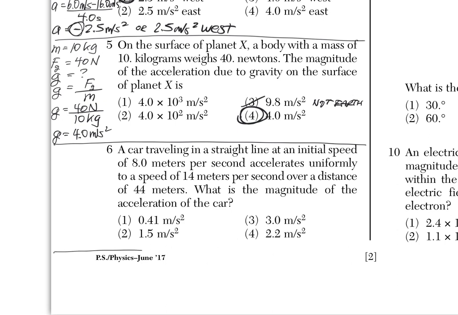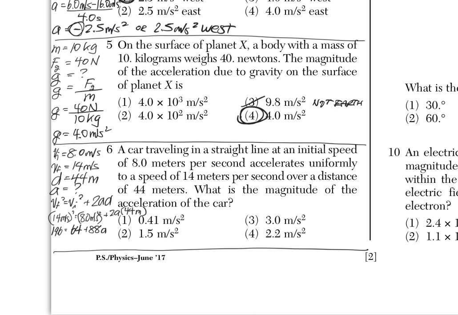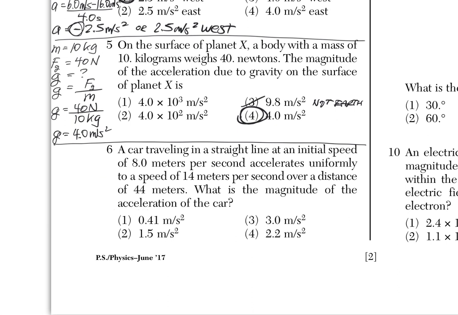Number 6. We have V initial, 8 meters per second. We have V final, 14 meters per second, 44 meters. What is the acceleration of the car? So I know Vi and Vf and D, and I want A. Only one way to do this. Don't forget to square Vi and Vf. We get 196 equals 64 plus 88A. So now solve for A.